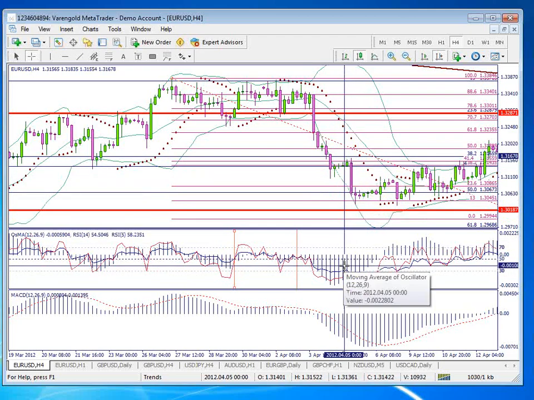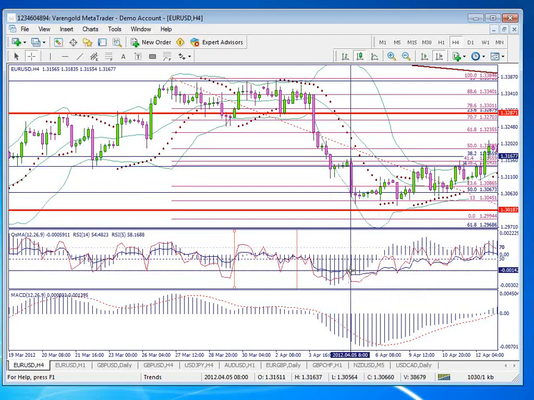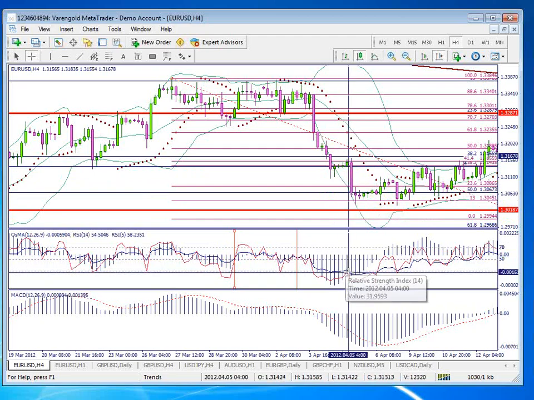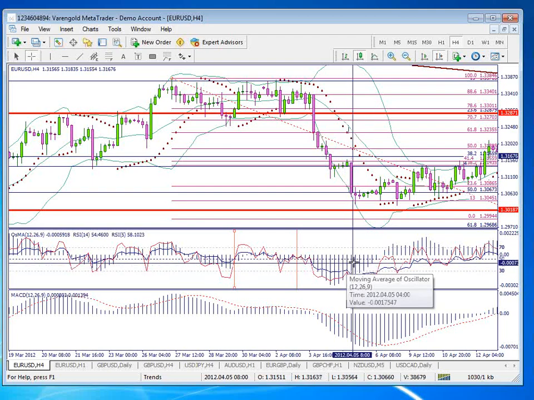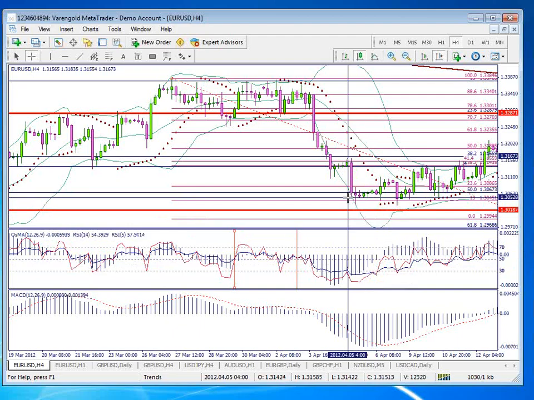Otherwise, when we see the cross of RSI and we see that the cross of RSI is giving us the opposite signal, we can go out. We have to go out from the trade. So in this area will be the next exit.